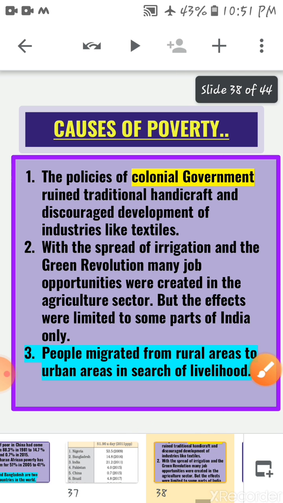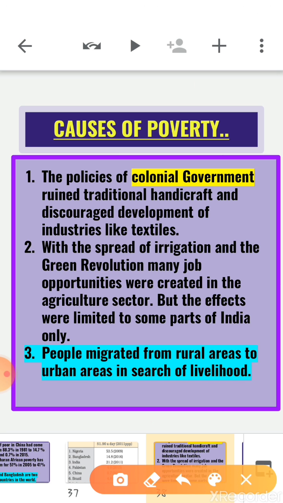Now, next we have causes of poverty. So basically, there were a number of causes for the widespread poverty in India. One of the historical reasons is the low level of economic development under the colonial government. That means British rule. Okay, under the British colonial administration.